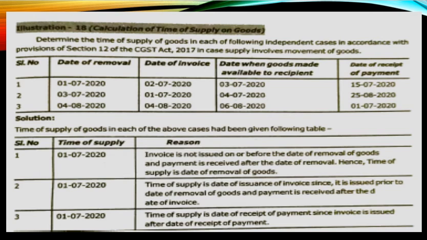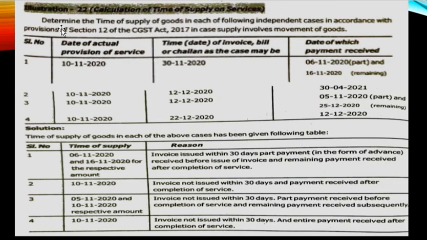So let us get into the last problem under time of supply. This is illustration 22. Determine the time of supply of goods in each of the following independent cases in accordance with the provisions of Section 12 of the GST Act 2017, in case the supply involves movement of goods. The serial number and situation are given here, along with the date of actual provision of services, and the date of invoice, bill or challan as the case may be. The date of invoice is given, and the date on which payment was received is also given.